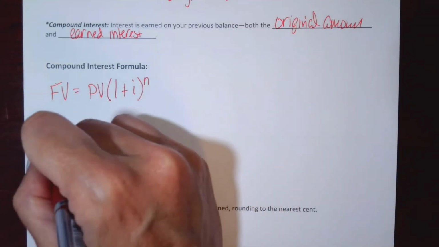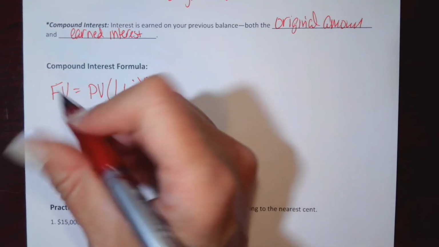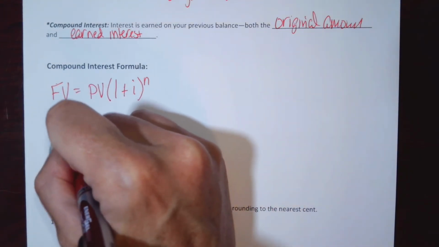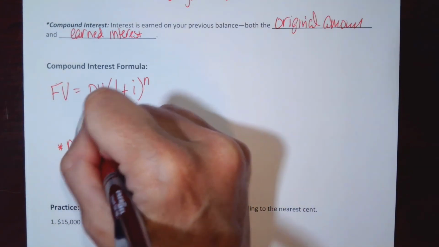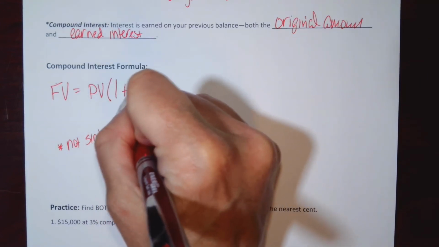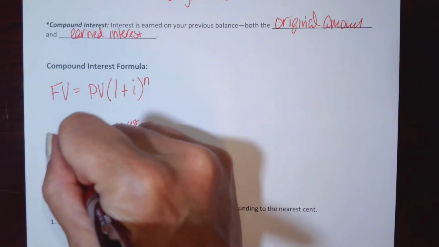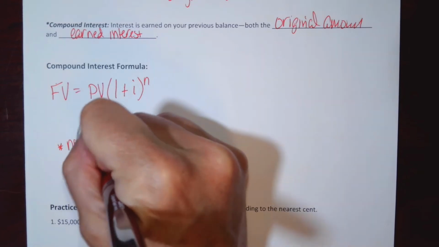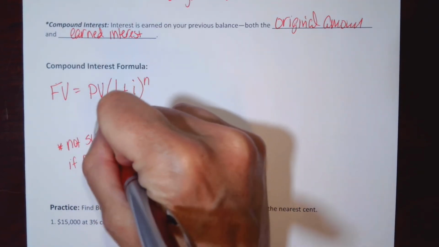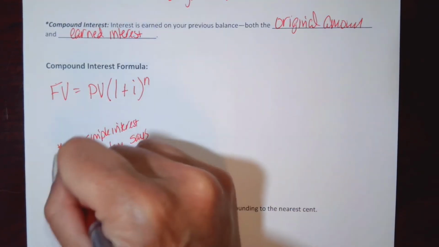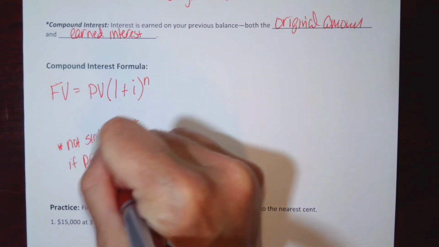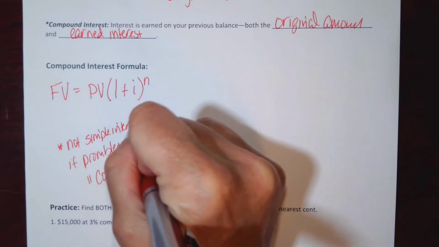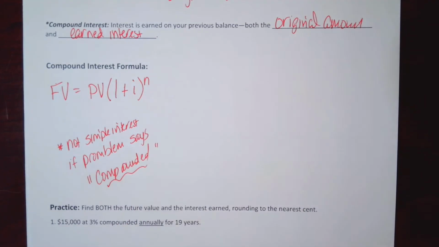How do we know if it's simple or compound interest? Well, it's not going to be simple interest if the problem says the word compounded. I always get asked, what are my key words? Well, the word compounded is a key word. All right.